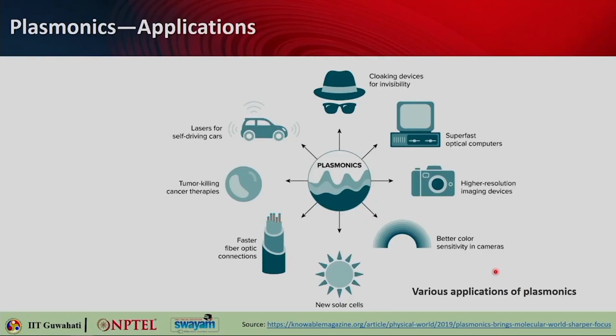A part of nanophotonics is plasmonics, as we all know, and the different applications for plasmonics are shown here. One could be in cloaking devices for invisibility. You can look for ultra-fast optical computers, high-resolution imaging devices, better color sensitivity in cameras, new types of solar cell with higher efficiency, faster fiber optic communication. You can think of tumor cell killing, cancer therapies, and lasers for self-driving cars.